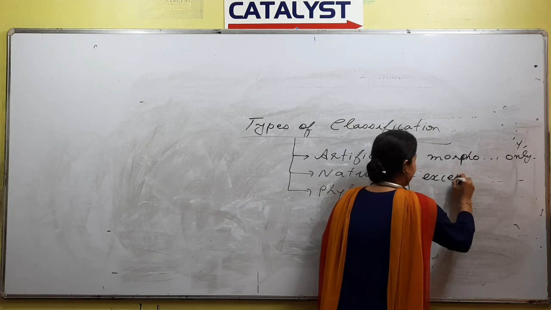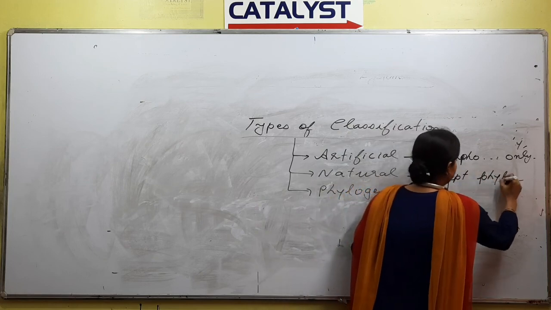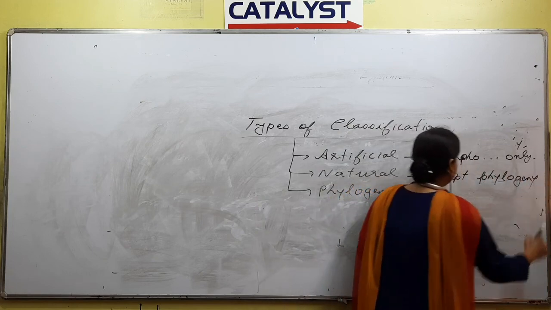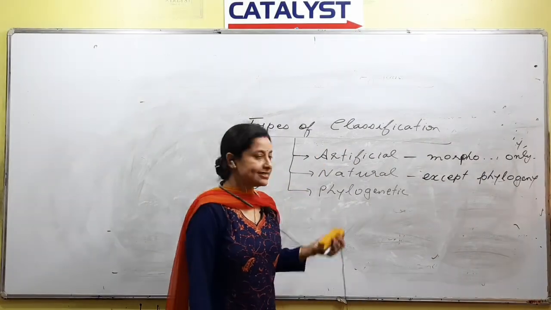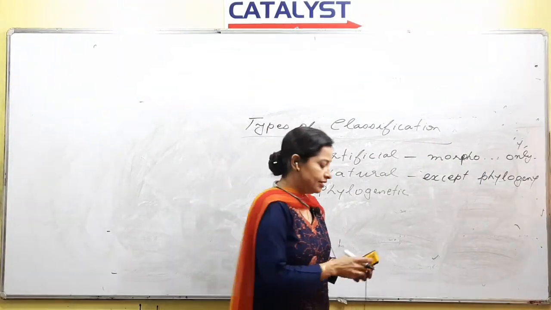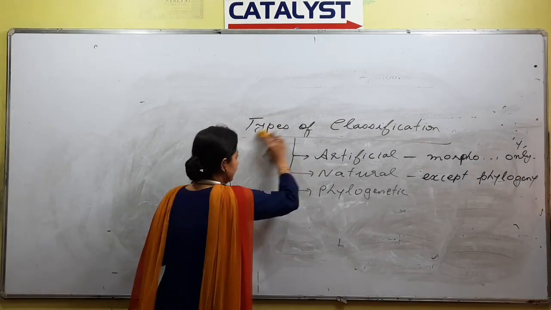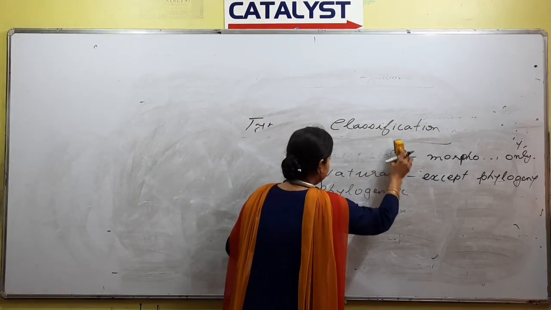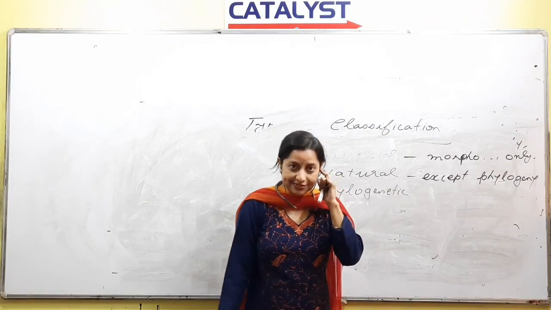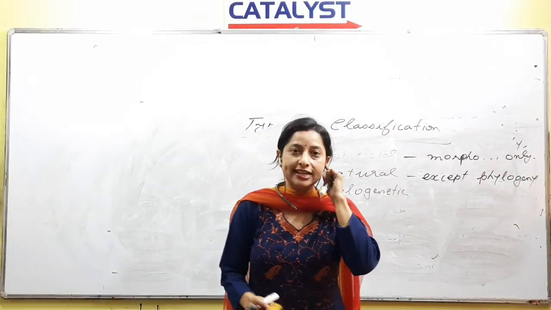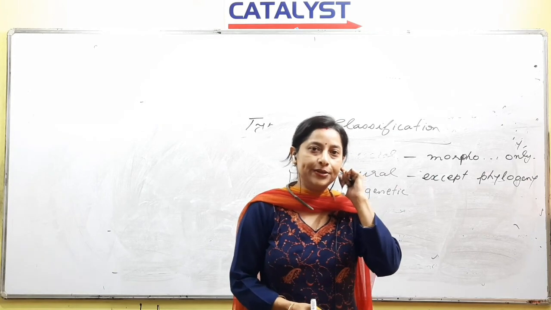Except phylogeny. Our phylogenetic classification, now we understand this is the most accepted one and this is the most useful, right? Artificial classification is almost like classical classification. All morphological characters are the basis of the classification, right?